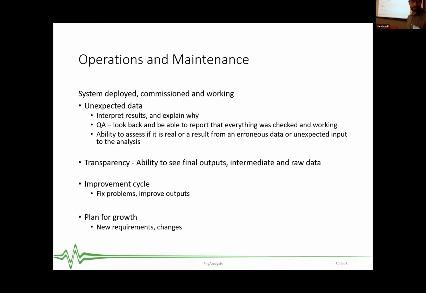Lastly, planning for growth. If it's successful, then there's a good chance that we want to add a sensor, we want to add a structure. So being ready to grow is important.